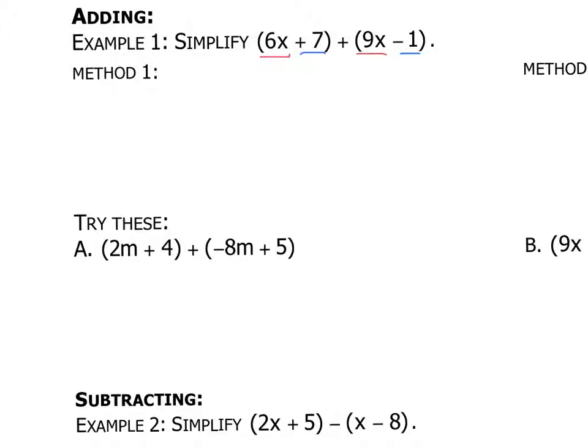I always like to think about fruit, okay? It makes it easy to think about. So if I have 6x and 9x, I think 6 apples, and I add 9 more apples to the bag. So what would I have then? 15 what? Apples, right?